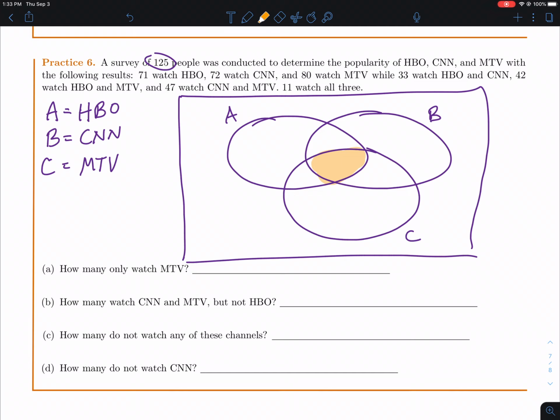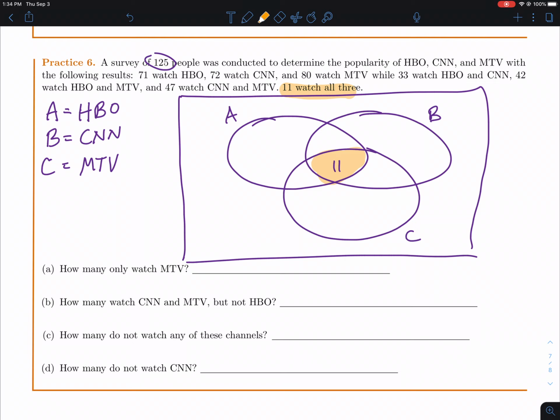If we see at the very last sentence, we've got 11 people watch all 3. So that tells us that we want to put an 11 in that spot. That takes care of A intersect B intersect C. Now from here, we want to start to go to all the other intersections, like A intersect B, B intersect C, and A intersect C, just to see what happens.